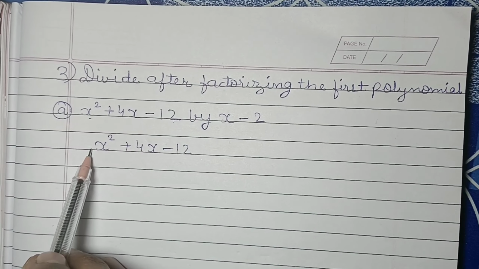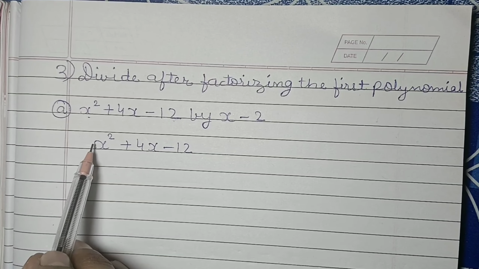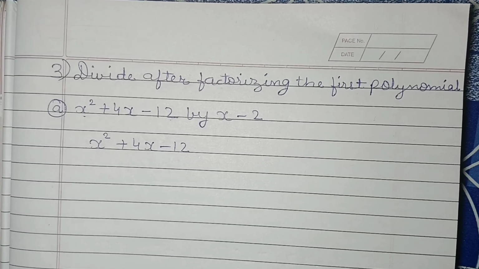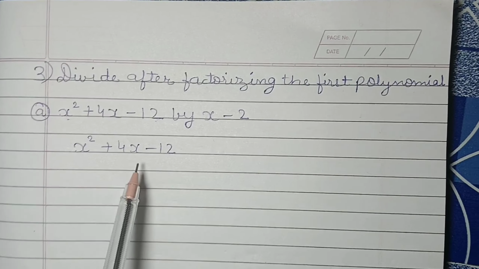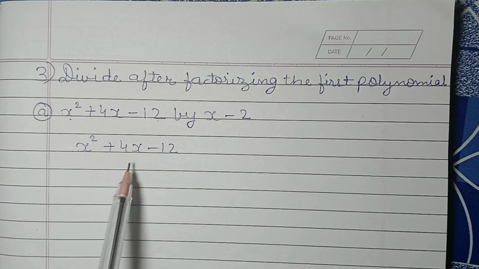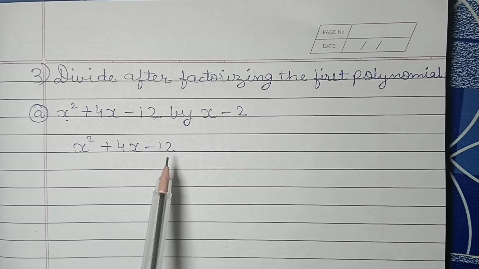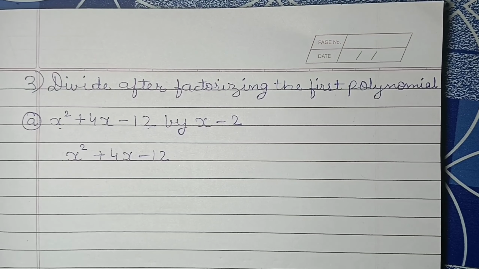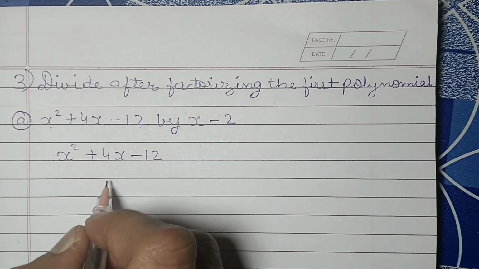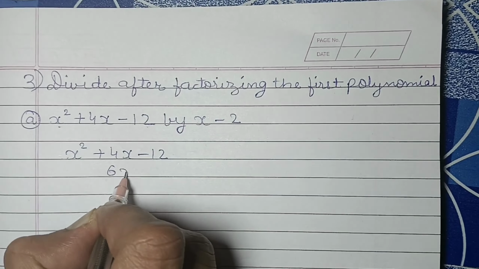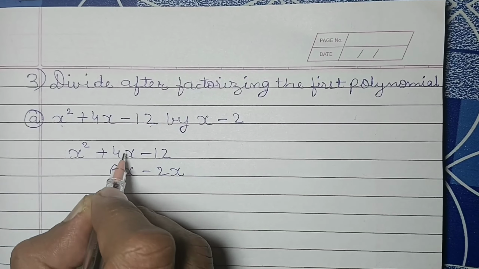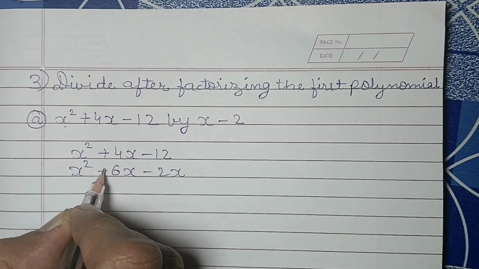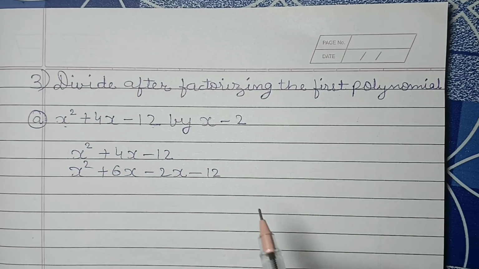Here the a term is 1, so a into c will be 12, one 12s are 12. We have to find two factors such that if we add them, we get 4, and if we multiply them, we get 12. So 6 twos are 12. If I subtract 6x minus 2x, then I will get 4x, and if I multiply 6 twos are 12, I will get 12. So x square plus 6x minus 2x minus 12.